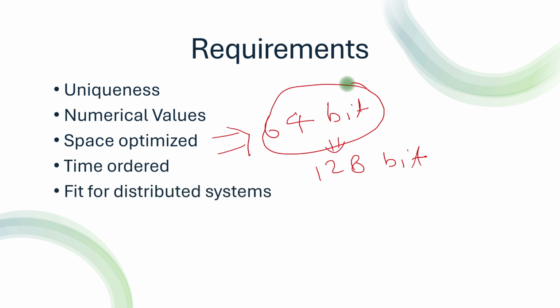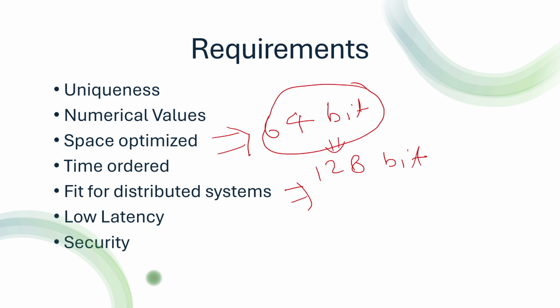Fit for distributed system, when I say that, they should be scalable, they should be fault tolerant, and there should be least latency whenever we are generating that ID, and also there should not be any single point of failure, because that is going to be used throughout the system.